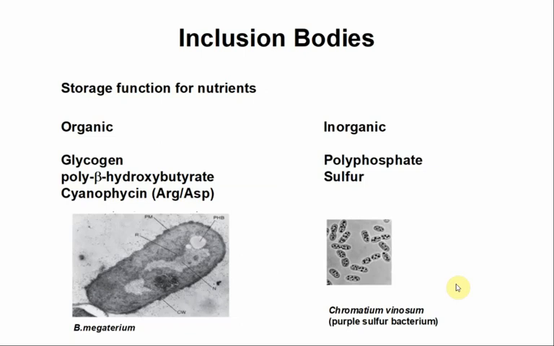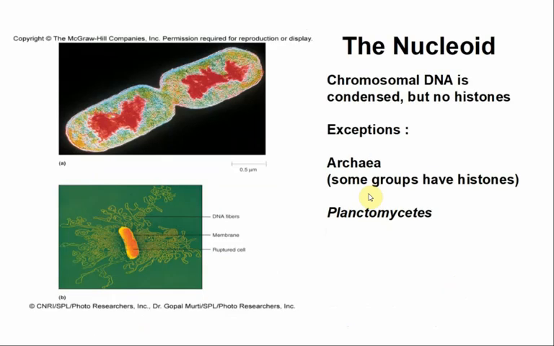Now, these inclusion bodies can just be directly in contact with the cytoplasm, which is true for glycogen and polyphosphate and cyanophycin granules, or they can have a kind of lipid or protein shell around the inclusion body. Now, that's true for beta-hydroxybutyrate and sulfur. So that's all I really need to say about that. Okay, so the nucleoid, so this is the region of the cytoplasm of the bacterium that contains DNA.